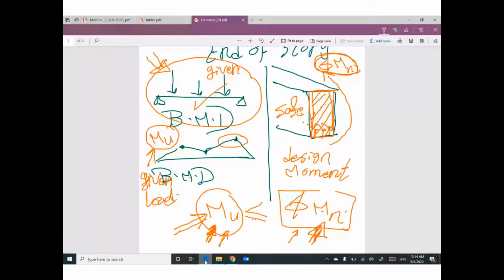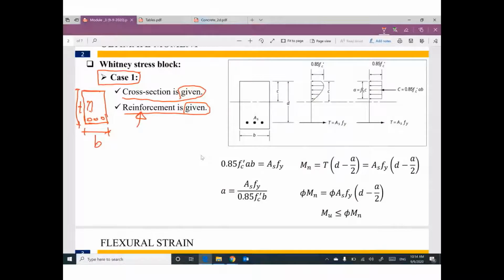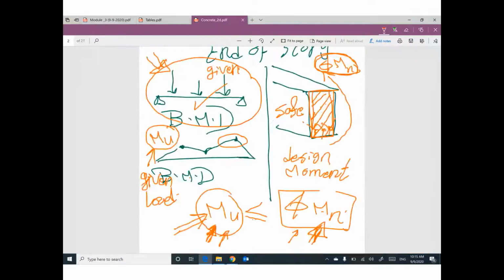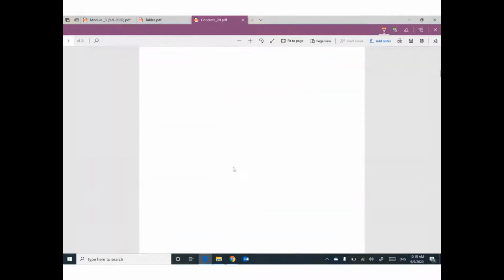I would like you to understand. We have a cross section given. Everything is given, the dimensions and the steel reinforcement. We need to figure out how much moment this beam can support. We learned a little bit last time. Just to remind you, this part of the story is very important. We have a cross section. We have steel reinforcement.